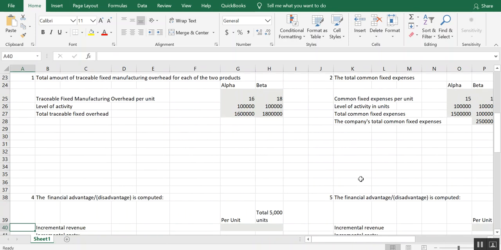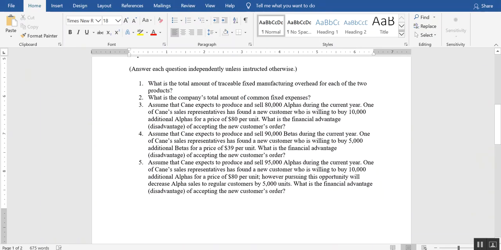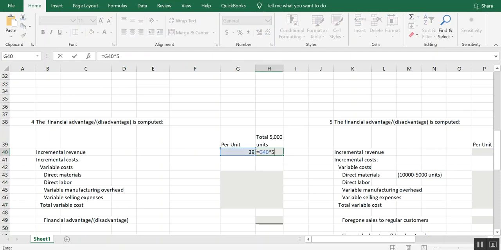And then we come over here to number 4, and we're looking back at the document. Assume that Cain expects to produce and sell 90,000 betas during the current year. One of Cain's sales representatives has found a new customer willing to buy 5,000 additional betas for a price of $39 a unit. What is the financial advantage or disadvantage of accepting this new customer's order? Well, in this case, we're going to look at the incremental revenue, which is going to be the $39 times 5,000 units.